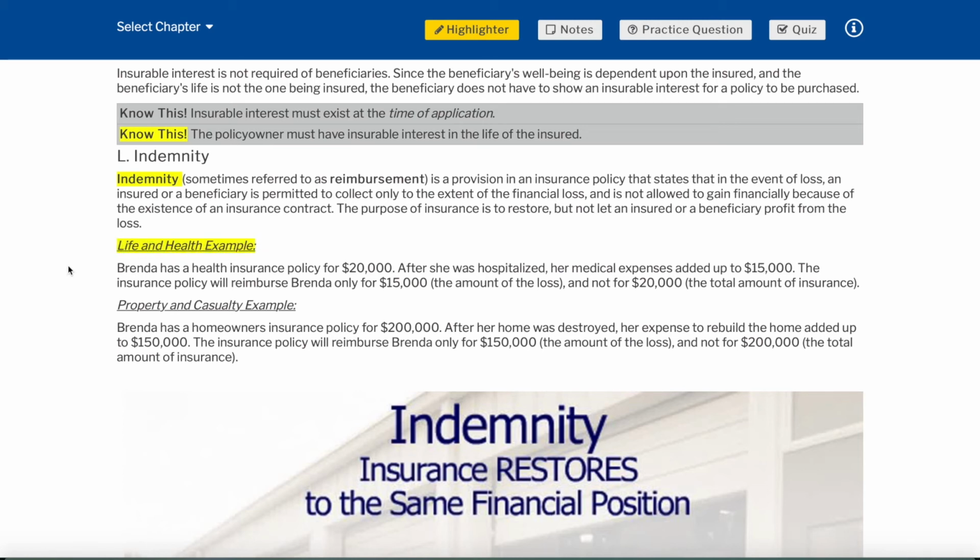Life and health example. Brenda has a health insurance policy for $20,000. After she was hospitalized, her medical expenses added up to $15,000. The insurance policy will reimburse Brenda only for $15,000, the amount of the loss, and not for $20,000, the total amount of insurance.